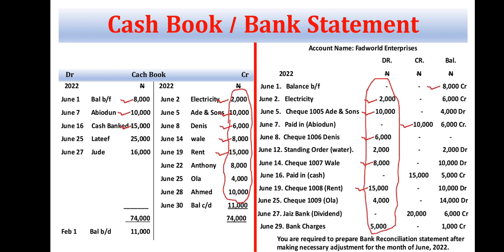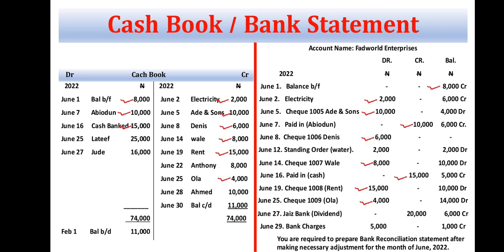So let's move on to the next entry, which is June 25. We have Ola 4,000 naira. If we look at the bank statement, we have an entry for Ola, which is check 1009, Ola 4,000. That means we are going to asterisk Ola in the cash book, and Ola in the bank statement. So the last entry in the cash book, which is June 28th, we have Ahmed 10,000 naira. If we look at the bank statement, there's no entry for Ahmed in the bank statement. So that is all about comparing the two accounts to identify the entries that appear in the two sides of the account.